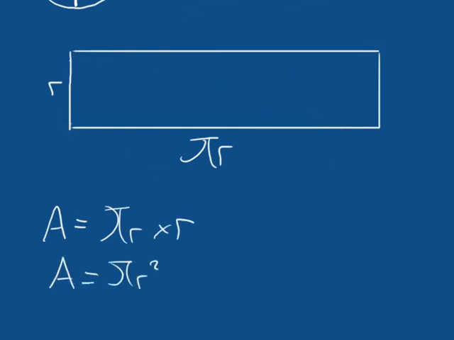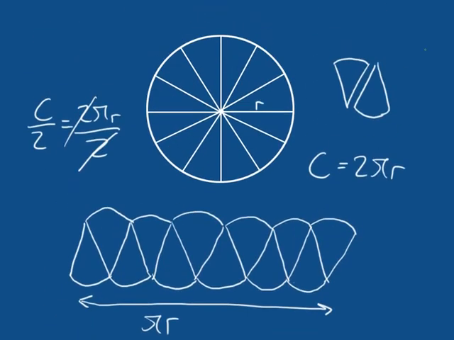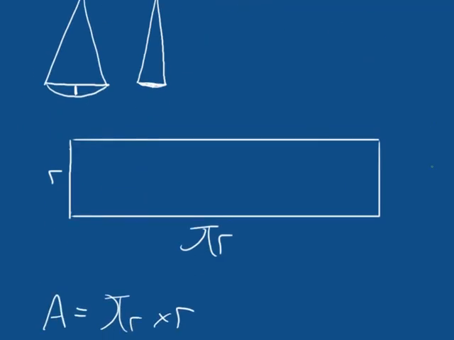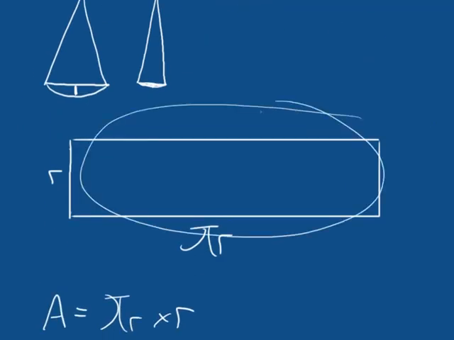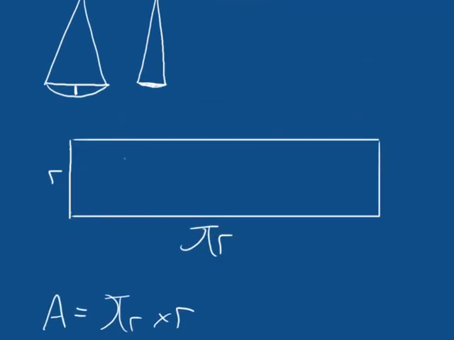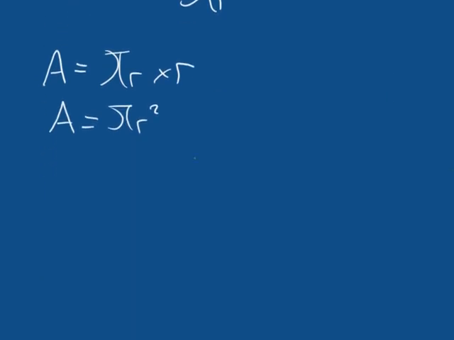But how have we formed this rectangle? We formed this rectangle by taking segments of our circle. That means the area of this rectangle is the area of our circle. We've only ever used segments of our circle to form this rectangle. So whatever its area is, our circle has the same area. And that's exactly what we've just found. We have now found the equation for the area of a circle. The area of a circle is equal to pi r squared.